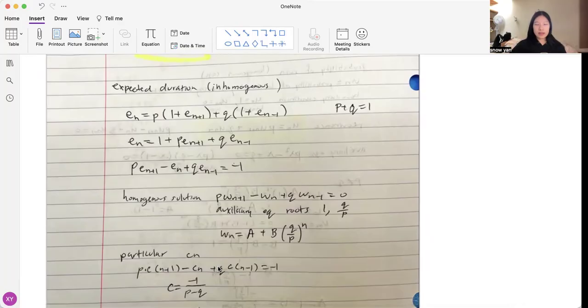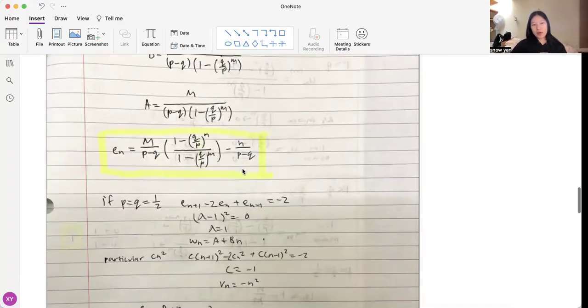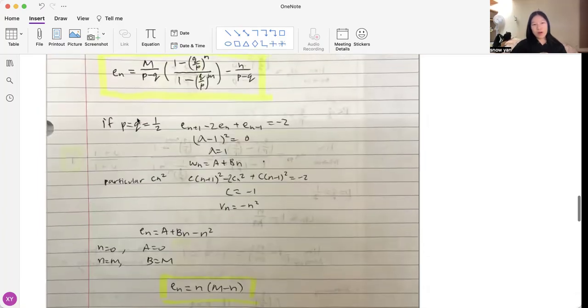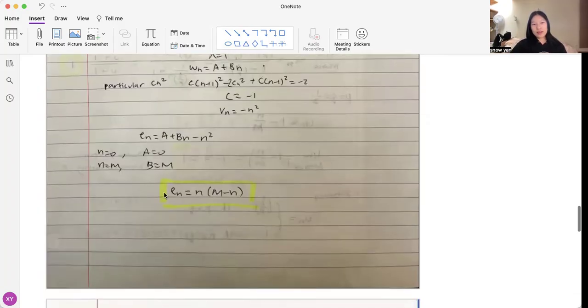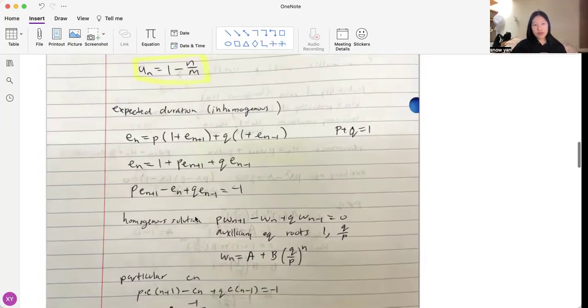Next, other than just the probability of ruin, we're also curious about the expected duration, like how long our game is going to last. And this is an inhomogeneous thing. Taking the same approach, we get that E_n is equal to this expression over here that we should definitely memorize. And if p and q are equal, then we get this expression. I'll go through the proof right now, how I derived it.